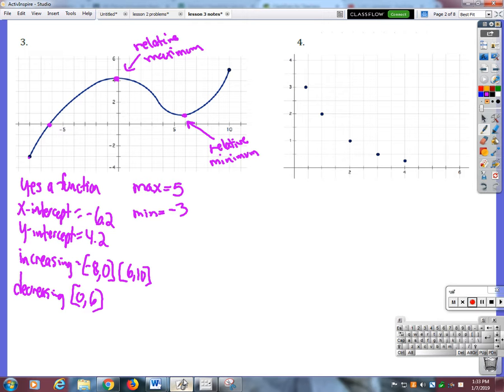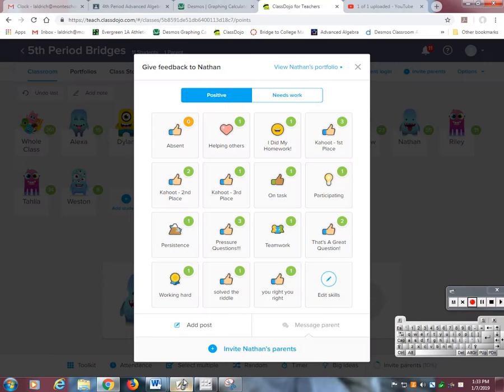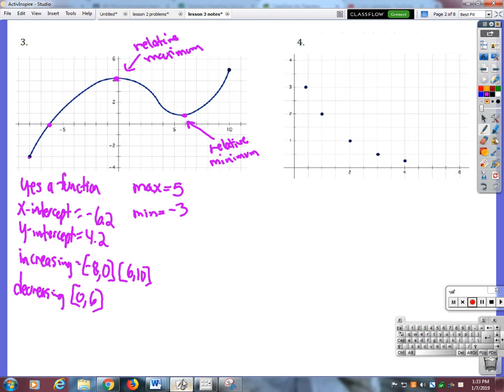Who did I get? Nathan. It's you. So now we're doing domain and range. Oh, sorry. Symmetry. Does this have any symmetry? Is there anywhere you can draw a line where it'll be the exact same on both sides? No. So no symmetry.